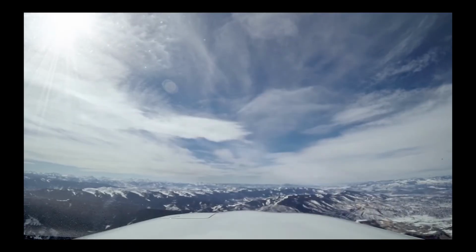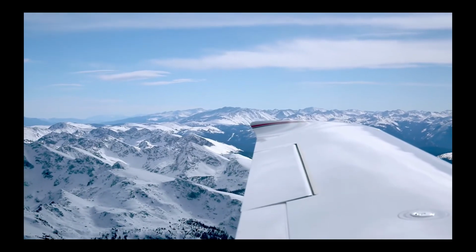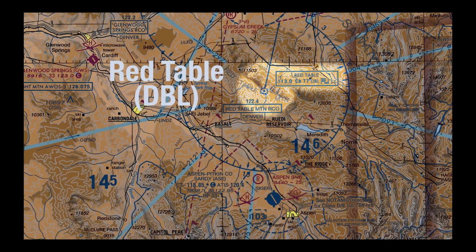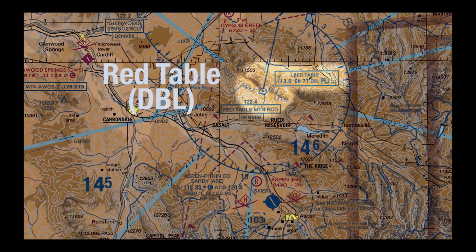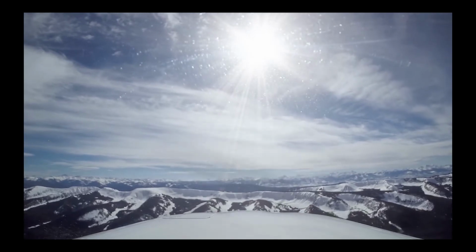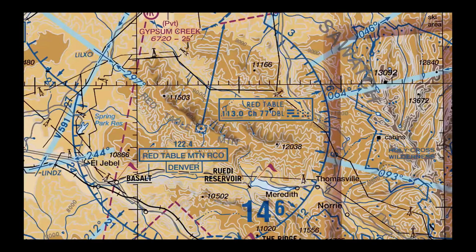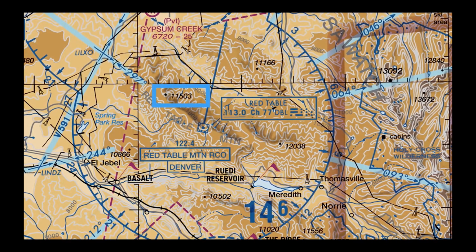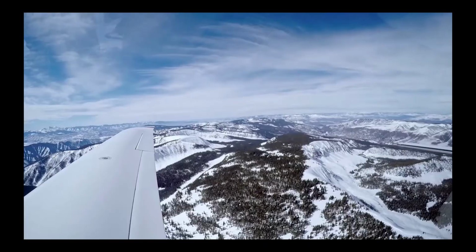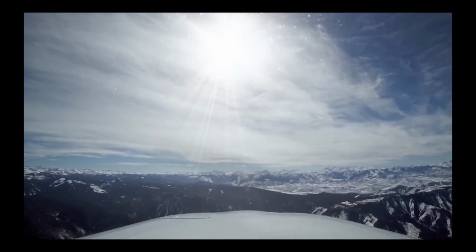The arrival into Aspen can be a little intimidating, but it doesn't get much more stunning. We'll head towards the Red Table VOR. It's a landmark often used by Aspen Approach. It sits on the first of two ridges. This one's Red Table Mountain. As you cross, you should be about 12,500 feet. The mountain reaches 11,500 to 12,000 feet, so you feel pretty close when you're coming over. Then you head for Ruedi Reservoir.